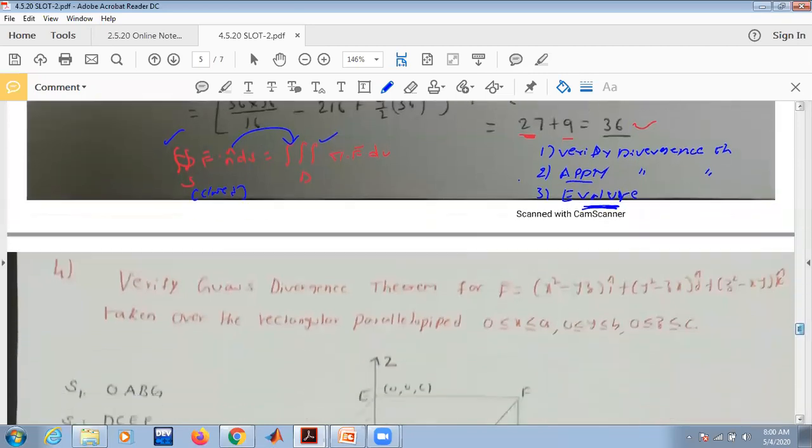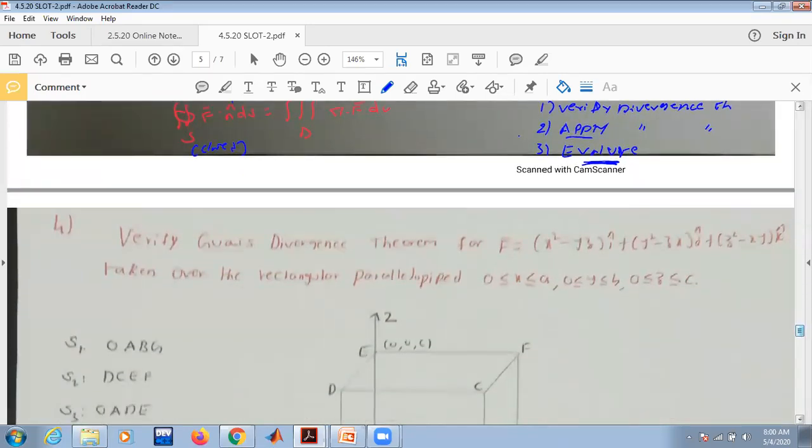Now we'll just see one more problem. Now all of you look at this problem. Verify Gauss divergence theorem for the given vector F bar equal to (x square minus yz) I bar plus (y square minus zx) j bar plus (z square minus xy) k bar.